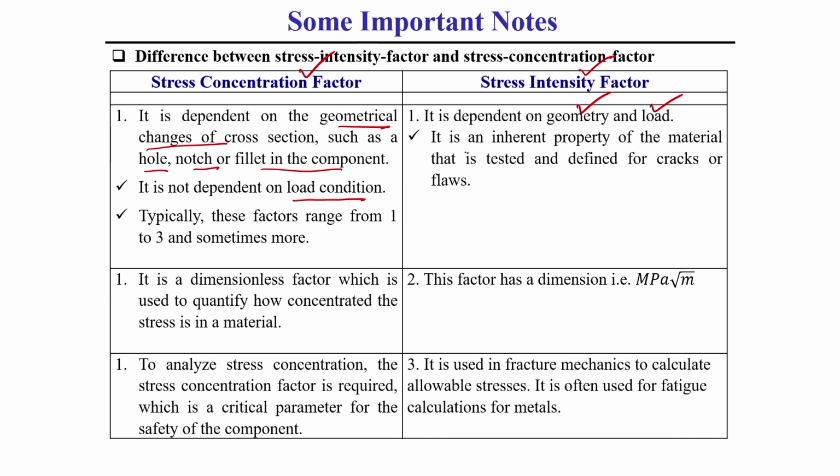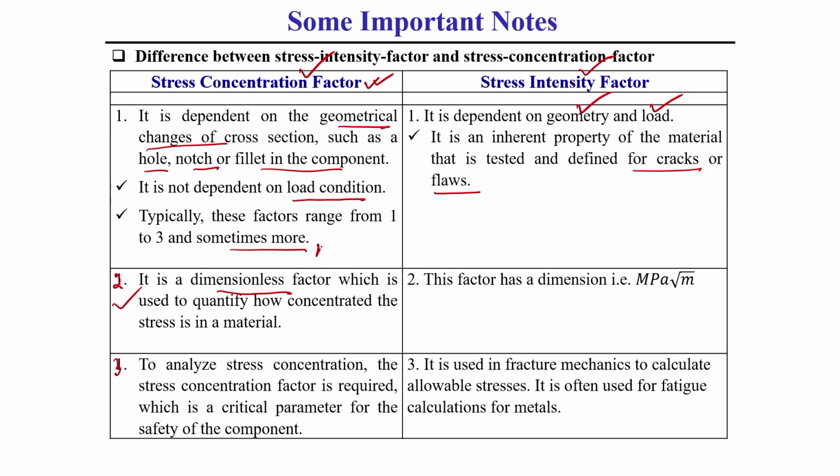And this stress intensity factor is an inherent property of the material that is generally tested and defined for flaws and cracks. Generally, the stress concentration factor can have a value varying from 1 to 3, sometimes more than 3 also. Second point, the stress concentration factor is a dimensionless factor, because it is the maximum stress divided by nominal stress. This stress ratio is there.